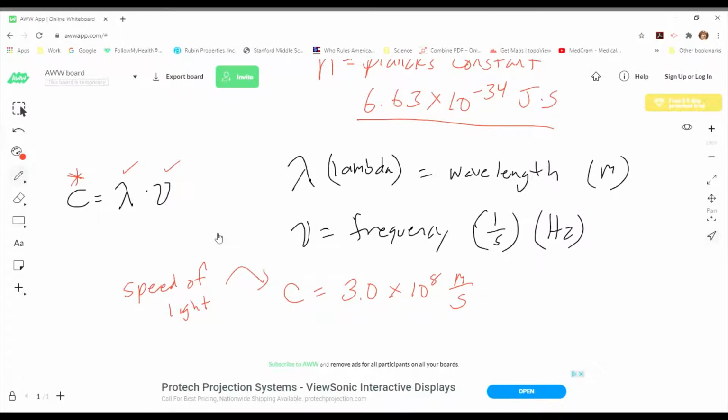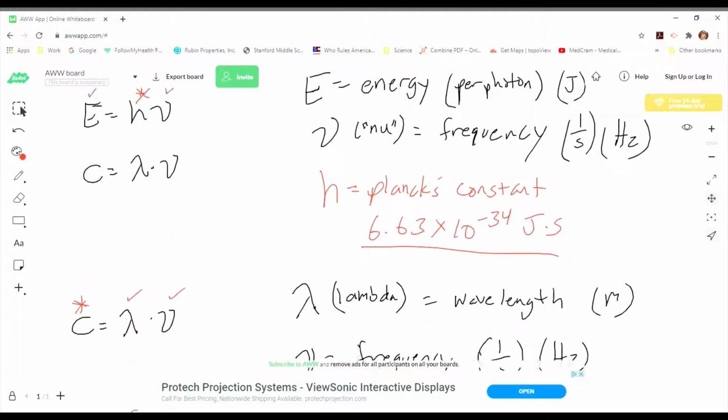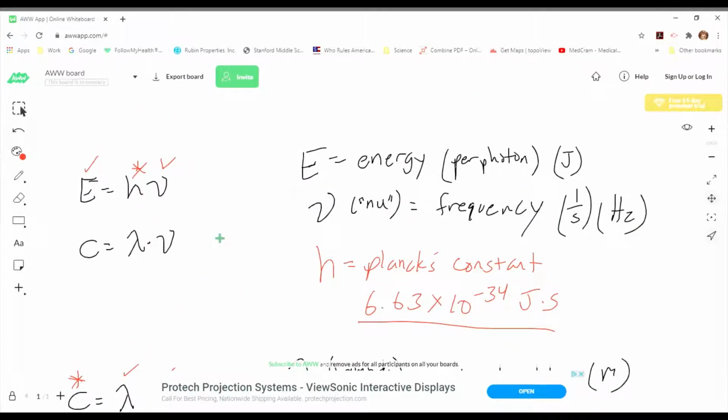Same thing over here, previous. This equation has only two variables, energy and frequency. If you know the frequency, you can calculate the energy. If you know the energy, you can calculate the frequency, because H is a constant. So let's do some sample problems.